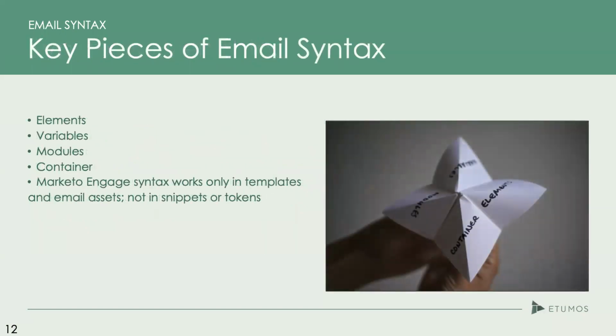The four key pieces of Marketo Engage email template syntax are elements, variables, modules, and the container. I'll go through these one at a time and talk about how they work and what they might be used for. One note is that Marketo Engage syntax works only in templates and email assets. It won't function in snippets or tokens.